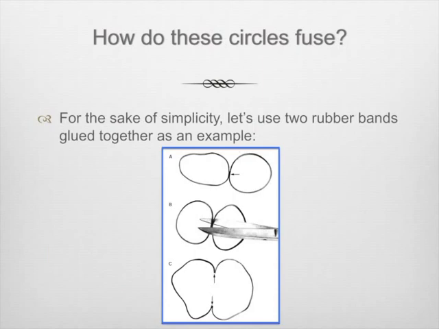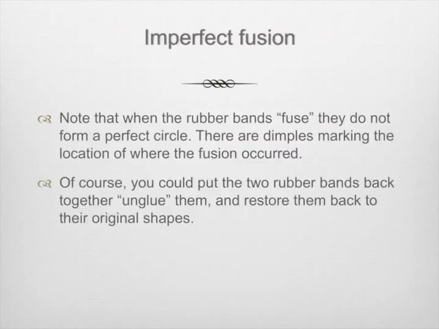So how do these circles fuse? For the sake of simplicity, let's use two rubber bands glued together as an example. And you can see they've been cut in B with scissors, and they separate and form a larger circle, but it has dimples in it as shown by the little arrows, so it doesn't form a complete true circle. So we really have an imperfect fusion here, and it causes these dimples which mark the location of where the fusion occurred.